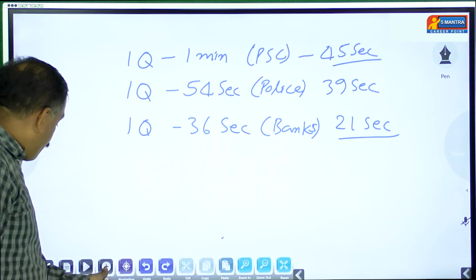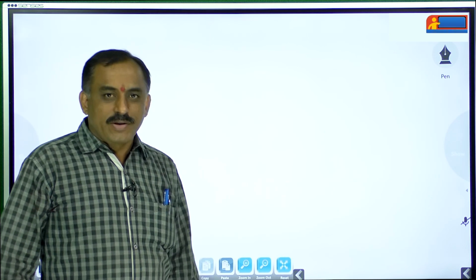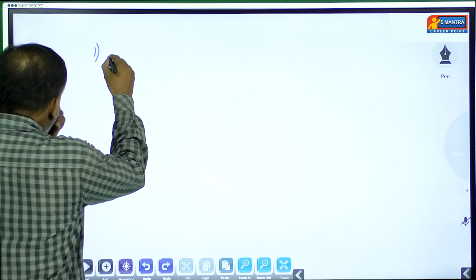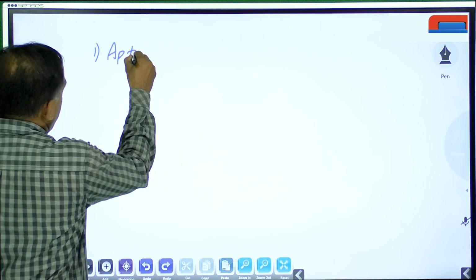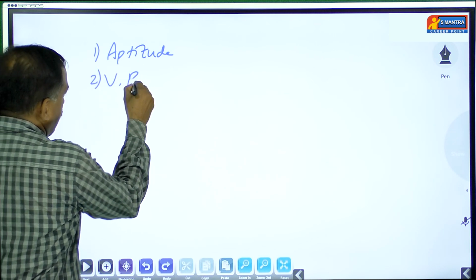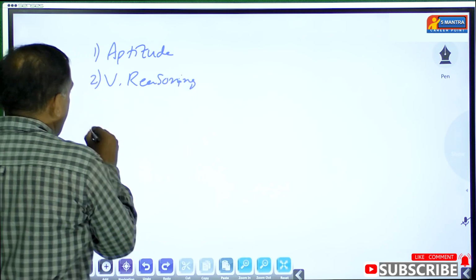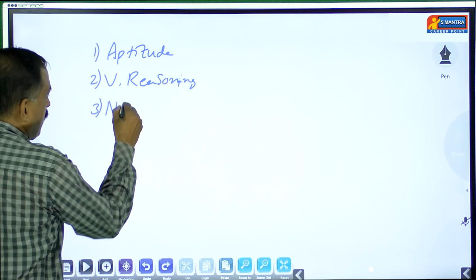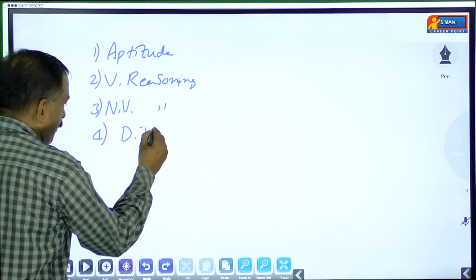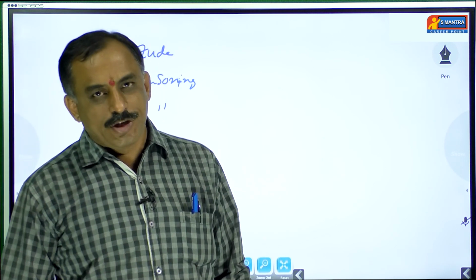Now see here, in the competitive examination, majorly the questions are divided into different parts. First one is aptitude. Second one is verbal reasoning. Third one is non-verbal reasoning. Fourth one is data interpretation. These four are important topics in our competitive examination.